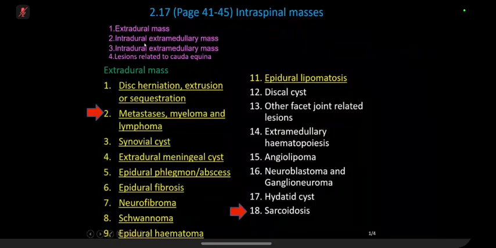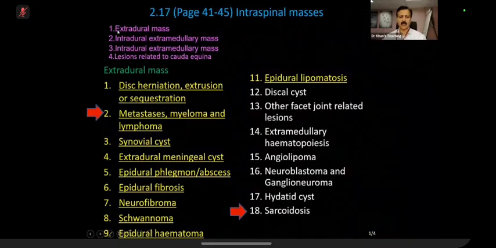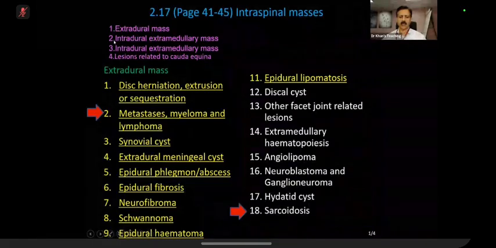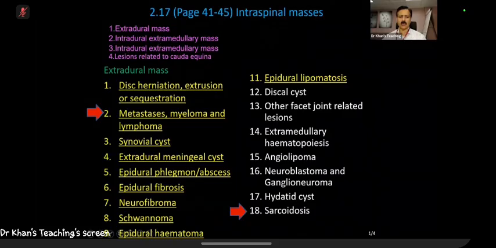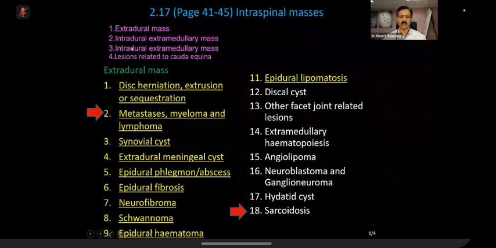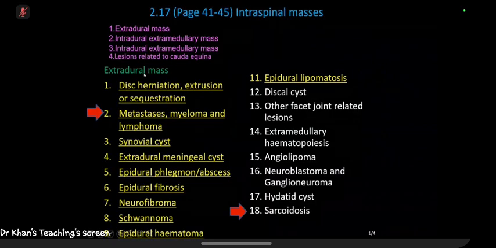So if you see overall, this is Chapman 2.17, and here the four main headings are extradural masses, intradural extramedullary, intradural, sorry, there is I think a typo here, so apologies for that. So this is intramedullary lesions, and then lesions related to cauda equina.